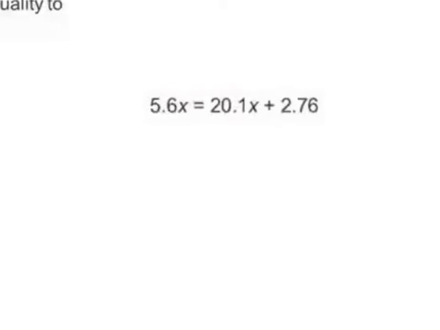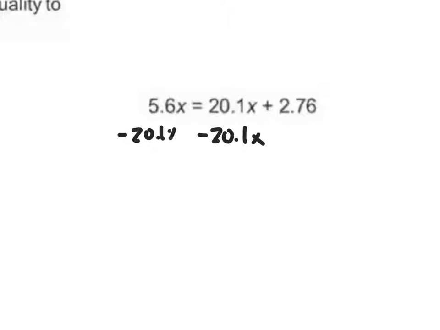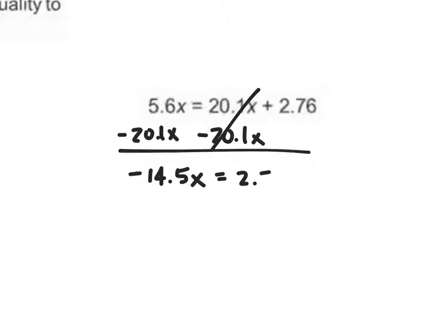All right, let's move over to the next one. This one involves some decimals. I've got 5.6x plus 2 is equal to 20.1x plus 2.76. So again, I want to get all my terms with an x on one side. I want to move my 20.1x over to the other side, so I would subtract both sides by 20.1x, so minus 20.1x. Those are going to cancel out. I've got 5.6x minus 20.1x, and that's going to give me a value of negative 14.5x is equal to 2.76.